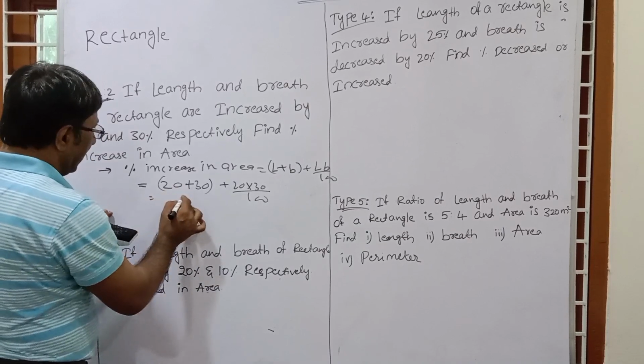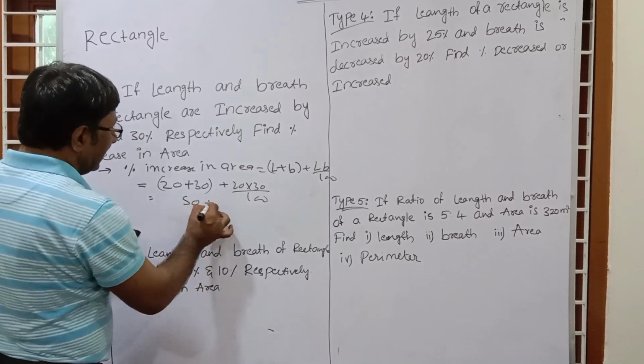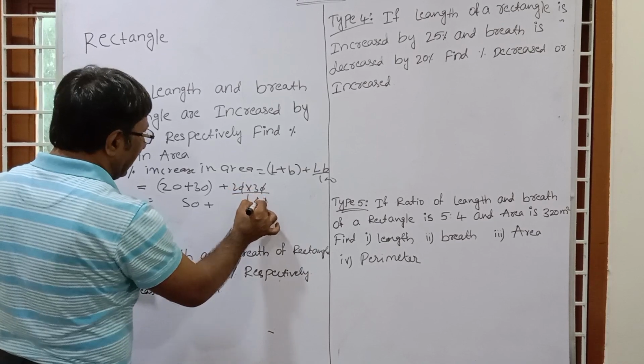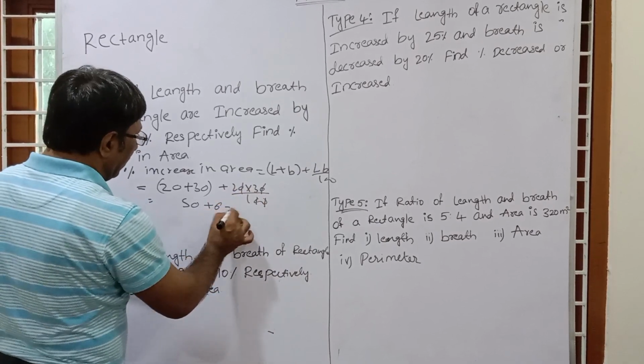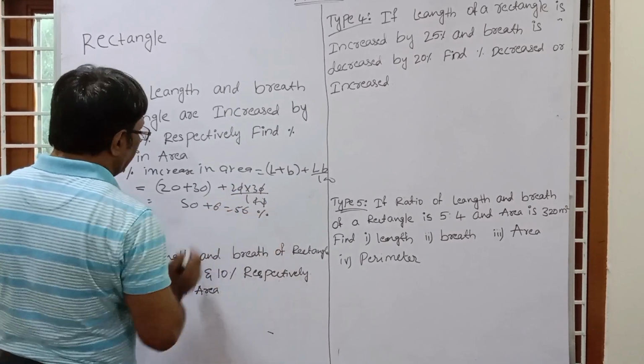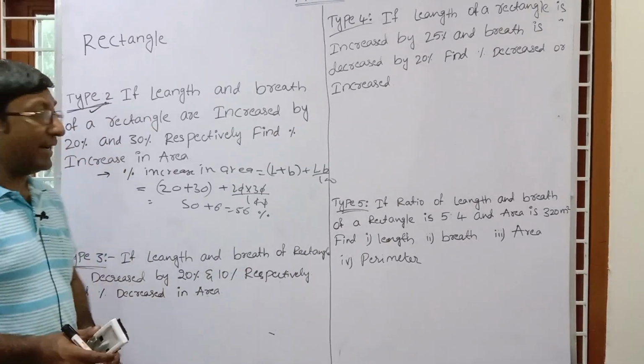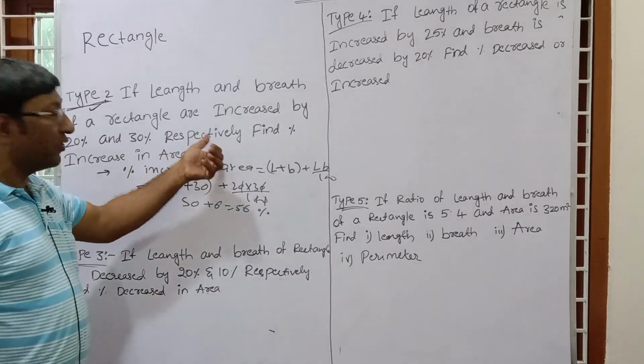So 20 plus 30 is 50, and this 0 cancels and this 0 cancels. So 3 twos are 6. So your answer is 56% increase. This is the correct answer. So this is the trick for this type of question.